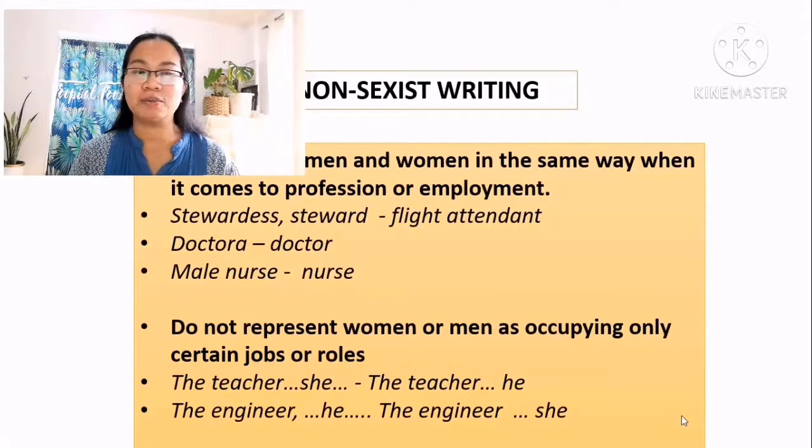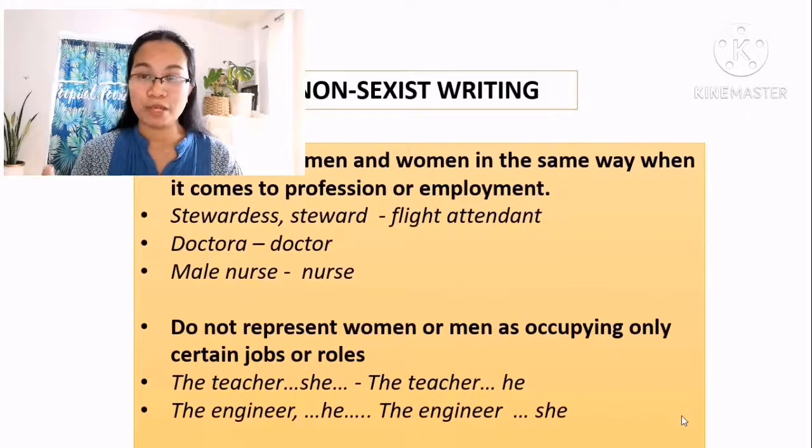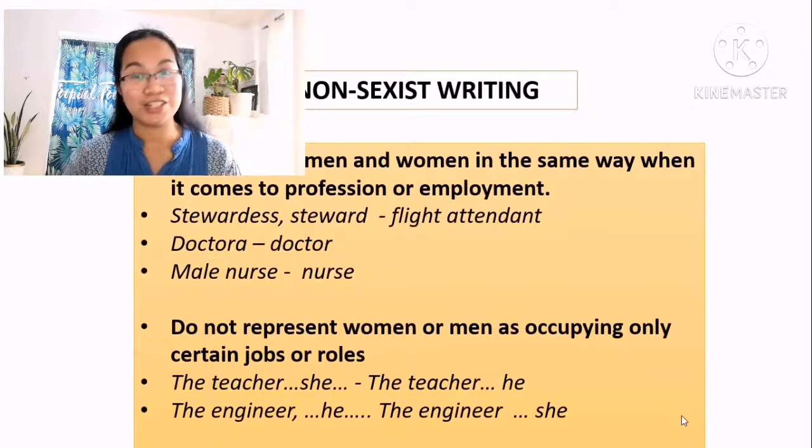And then, do not represent women or men as occupying only certain jobs. So, hindi nga sinasadya, pero it's an unconscious bias. Look at this. The teacher. So on and so forth. She. Then, we can use the teacher. Sometimes we can use he because we have male teachers. The engineer statement. He. But we have female engineers, so we can also have the engineer. Blah, blah, blah. She. Okay.